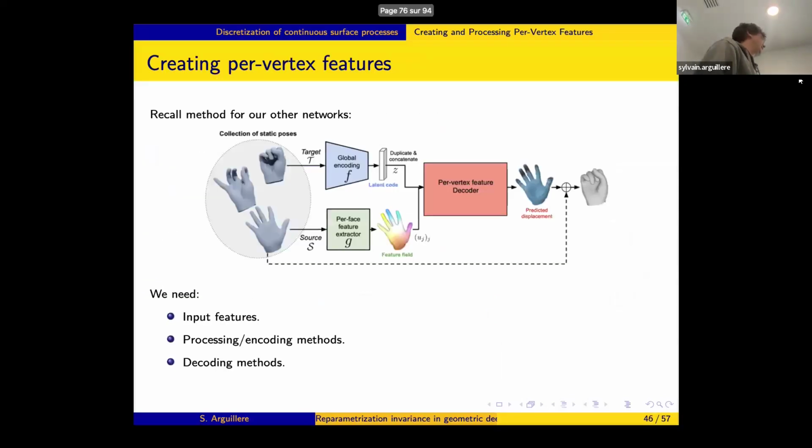Okay, so last part of the talk. I didn't go into as much detail. I just described roughly what happened. Anyway, what we're missing is this, right? A way to get per vertex features and a way to decode per vertex features plus a constant feature field into a displacement.